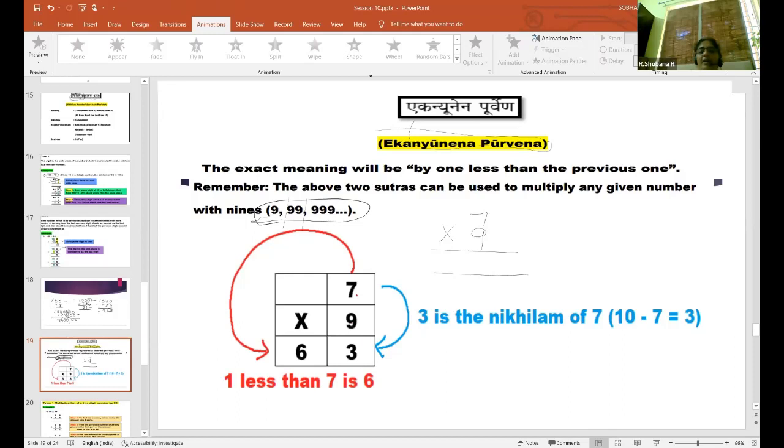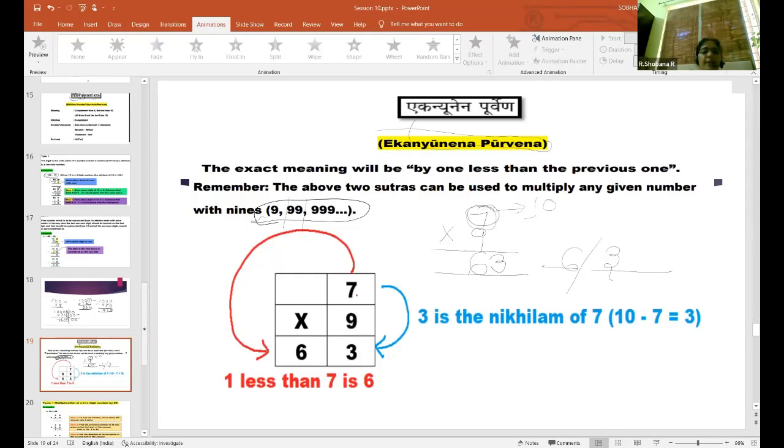First you write the Nikhilam of this number. The base is 10, so what is the Nikhilam? The number to reach 10, which is 3. And then Ekanyunena means one less. What is one less than 7? That is 6. So the answer is 63. There are two parts: one is the Nikhilam part and one is the one-less-than-the-previous part. So Nikhilam is 3 and one less is 6. So 7 nines is 63.